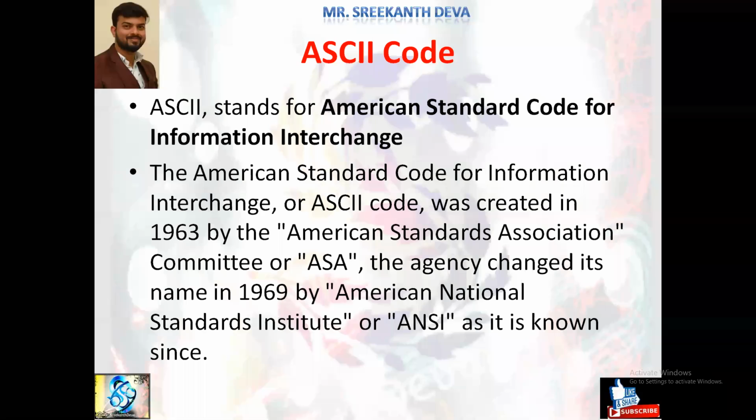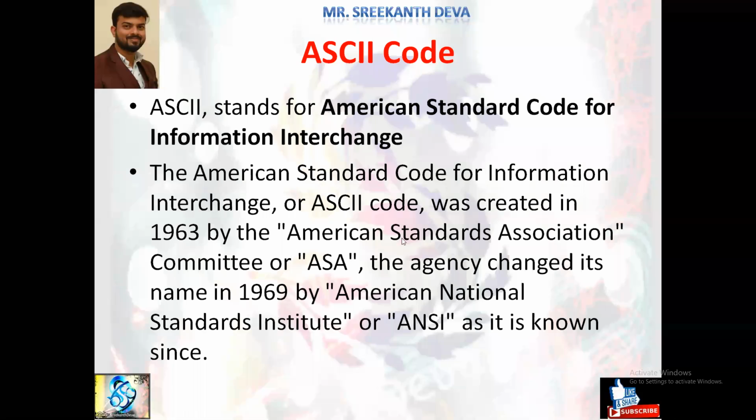ASCII code. If you go with high level programming languages like Java, Python, and so on, there we are going to maintain Unicode standards. But coming to C++, here we are going to maintain ASCII standards. The American Standard Code for Information Interchange, or ASCII code, was created in 1963 by the American Standards Association Committee, or ASA. The agency changed its name in 1969 to American National Standards Institute, or ANSI, as it is known since.